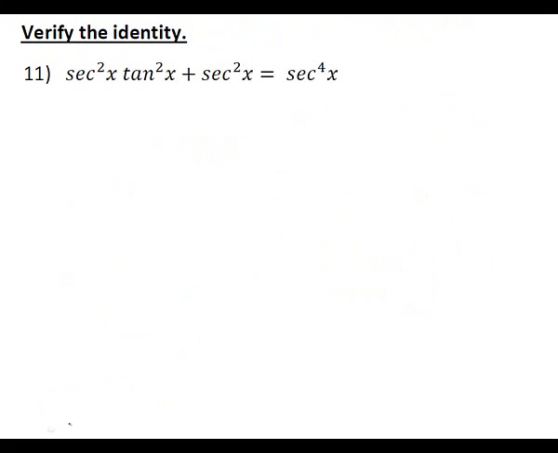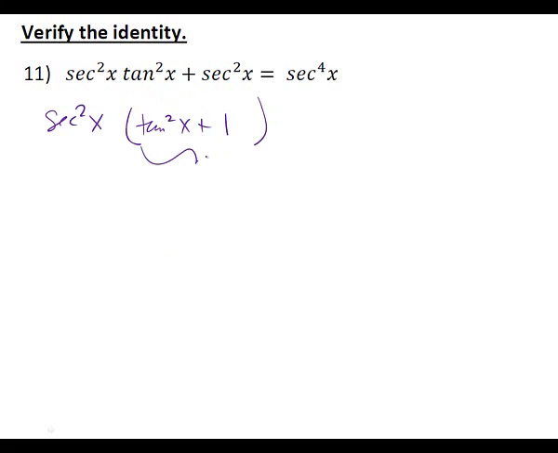All right. So we are verifying the identity. Okay? You have to show your steps in between, right? So what am I going to factor out of this left side here? I'm going to factor out a secant squared. Okay? So what's left behind? Tangent squared x plus 1.